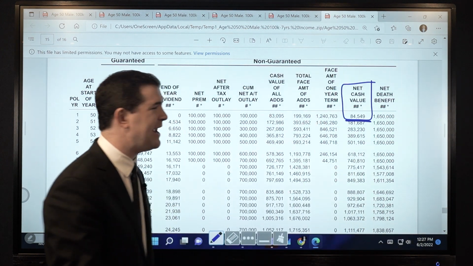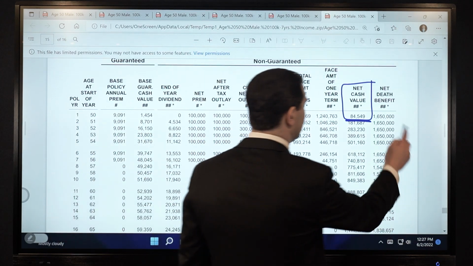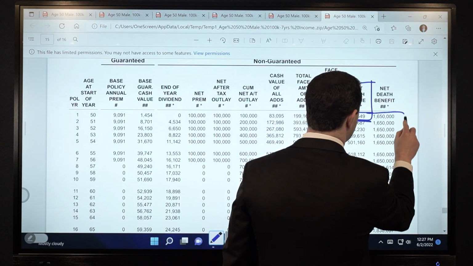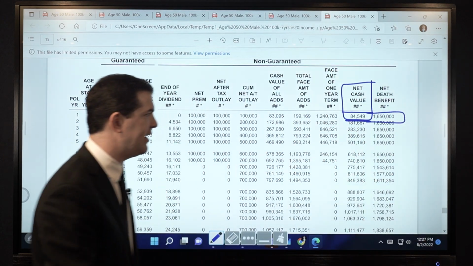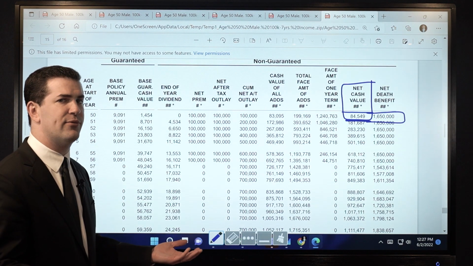You're close to 85% in the first year now. Same product here, same health rating, everything. Smaller base premium, also a smaller term rider. So slightly less expenses, slightly stronger cash value up front.